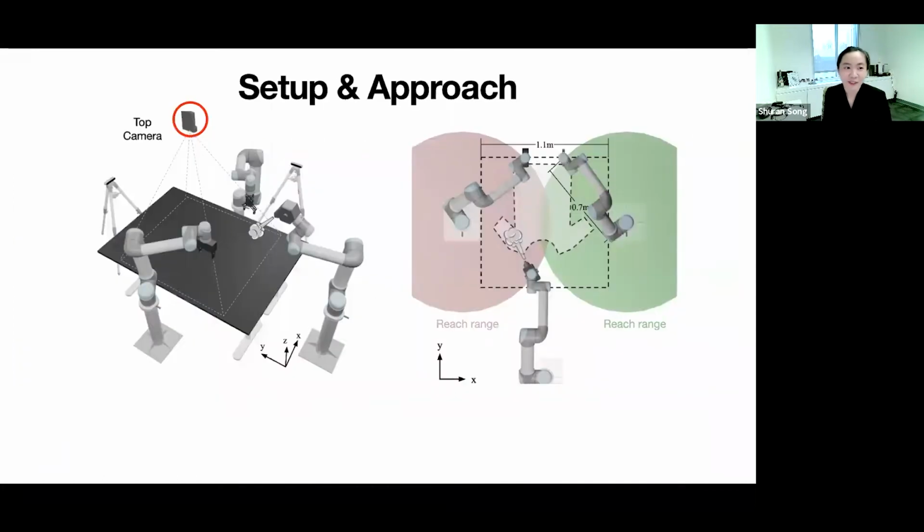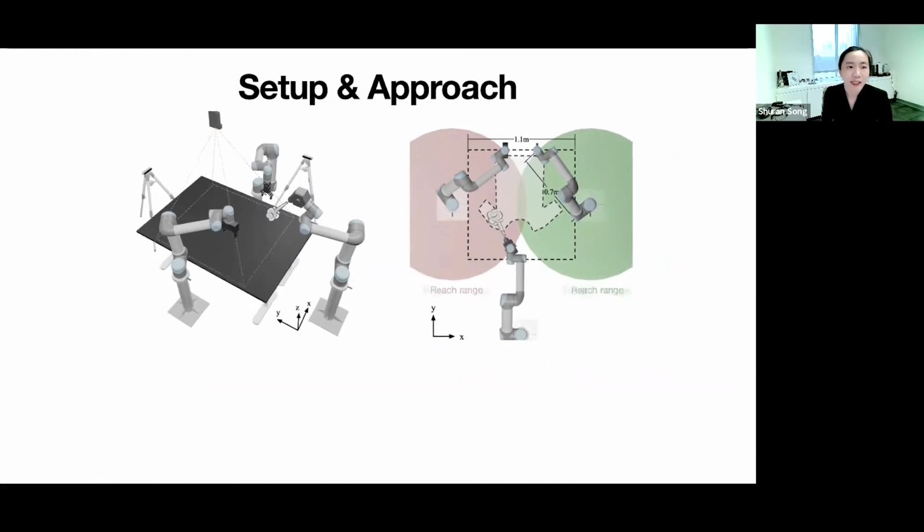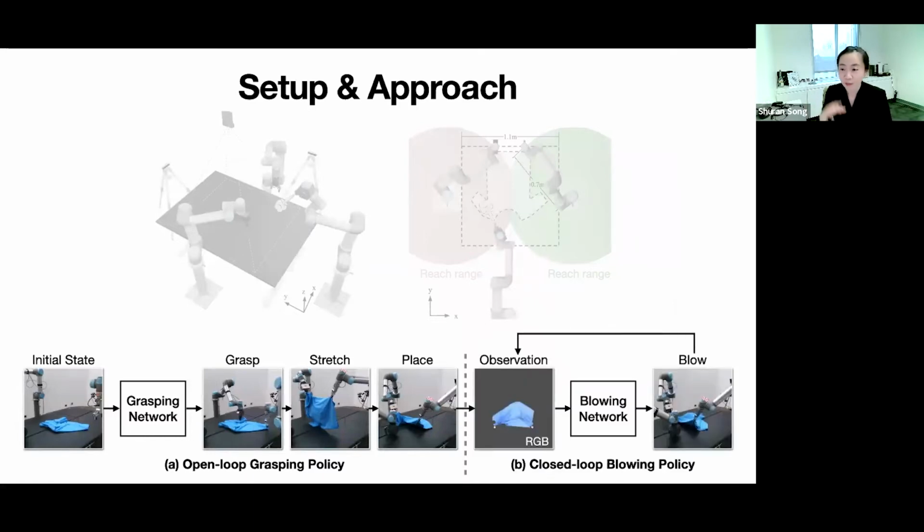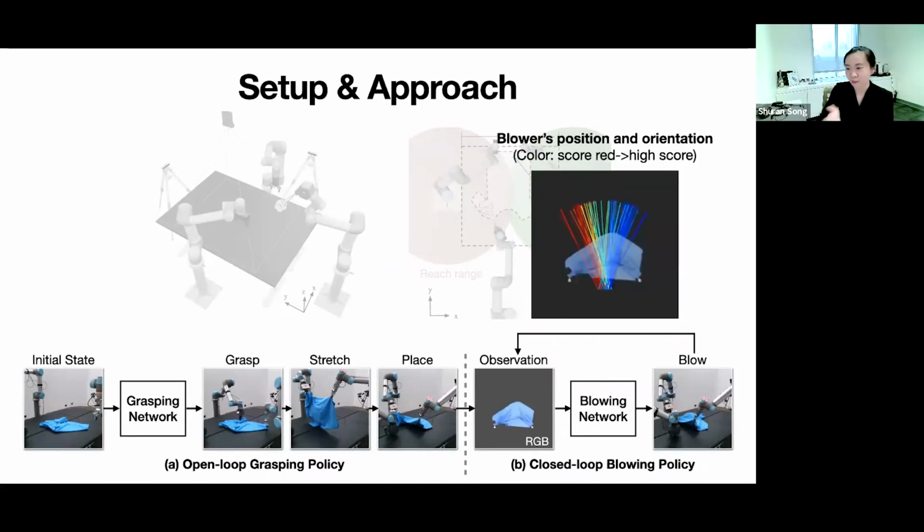Here is the system setup. It's very similar to Flingbot. Again, the main camera that we use for inferring the policy is the top-down camera that captures the top-down image of the cloth in the workspace. Similar to Flingbot, the system also needs to predict where to pick or grasp the cloth. But additionally, it also needs to predict the blowing actions from the top-down image. You need to predict the blowing action in a closed-loop manner, continuously observing the reactions on the cloth and then adjusting these blowing actions in order to fully unfold the cloth.